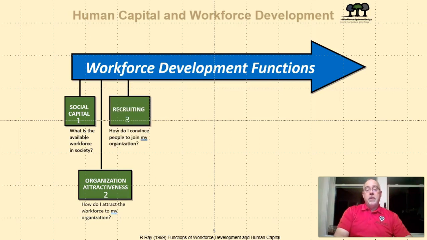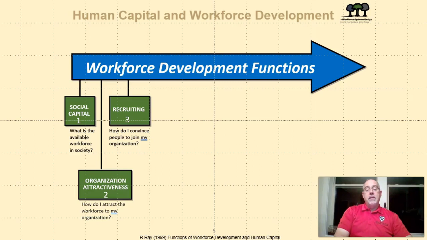So we've identified social capital and organization attractiveness as things that occur or functions that we have to focus on before we actively begin recruiting. Now we actually get to the recruiting stage. This is how you bring talent into your organization. So essentially, as a leader, whether you're a first-line leader or whether you're the executive in the firm, you're not expecting HR, the human resources staff, and the recruiters to be attracting the talent and bringing them on board. You're now taking an active role in asking the question, how do I convince people to join my organization?